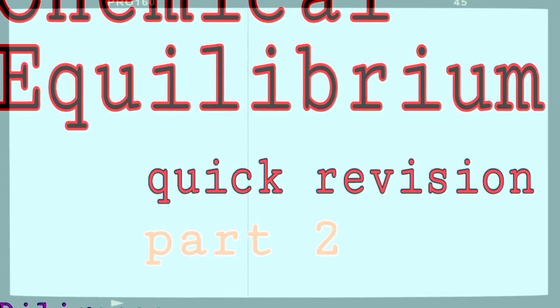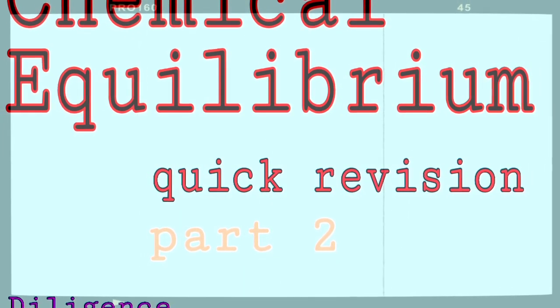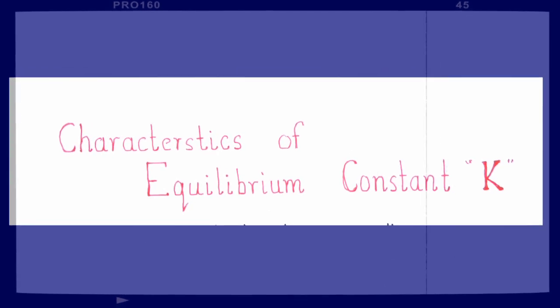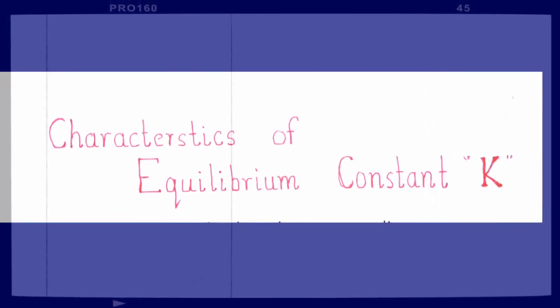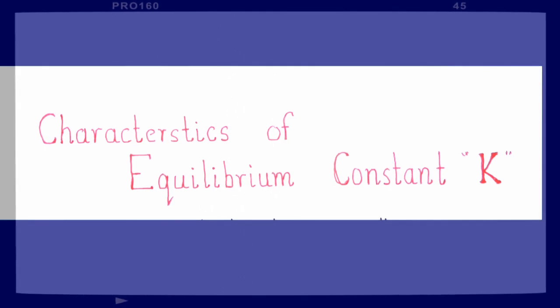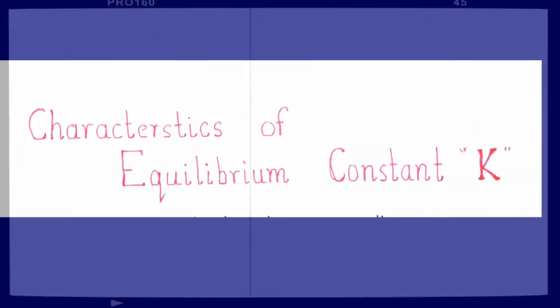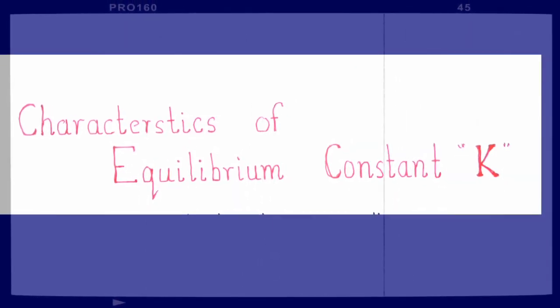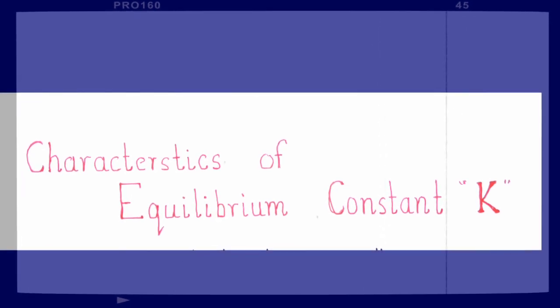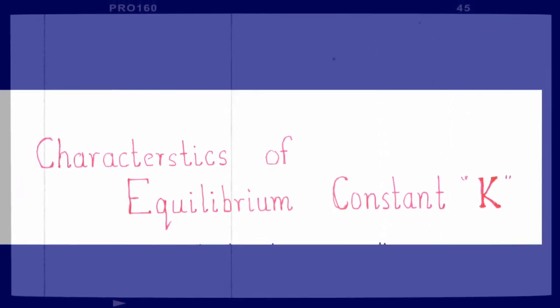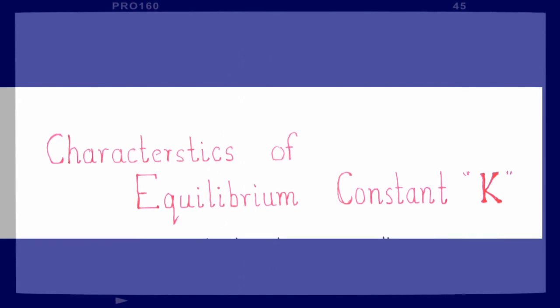Chemical equilibrium part 2. In the previous video we discussed the details of equilibrium state. Now our topic is characteristics of equilibrium constant K.